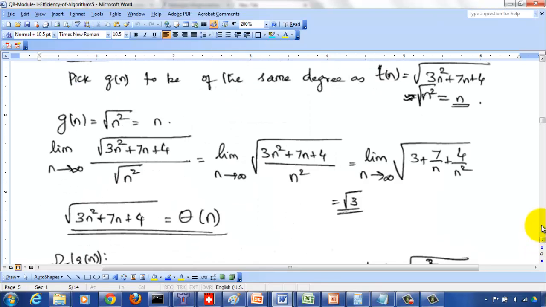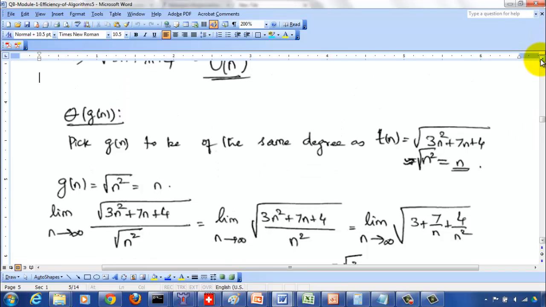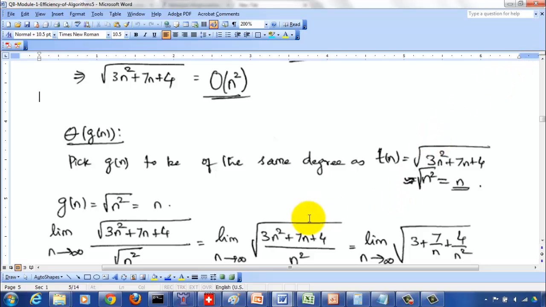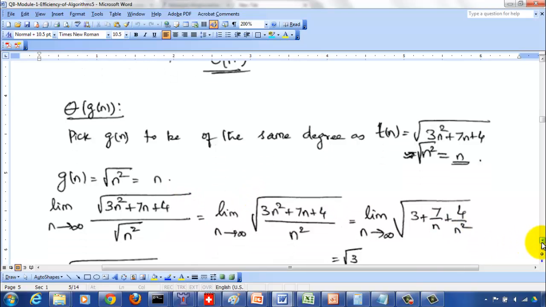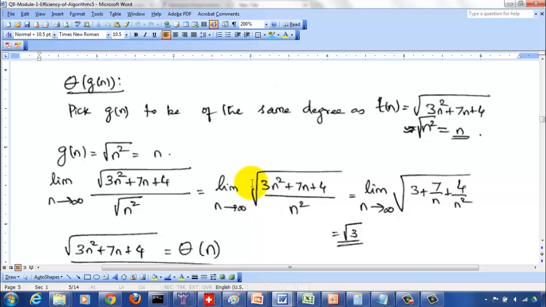Okay. So with theta I can say this is equal to square root of n square, right? So it's going to be n. So I can say my g of n equal to n, and this is square root of n square, so I can bring the n square inside the square root. So it is square root of (3n square plus 7n plus 4) divided by n square. So it is 3 plus 7 over n plus 4 over n square. If you apply the limit, it's going to be square root of 3, which is a constant. So I can say this whole thing is theta of n.